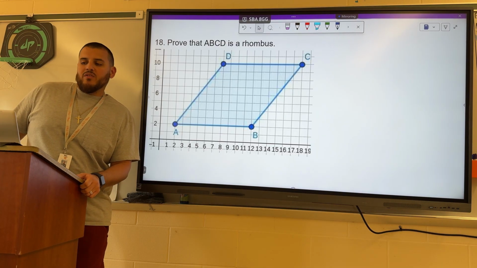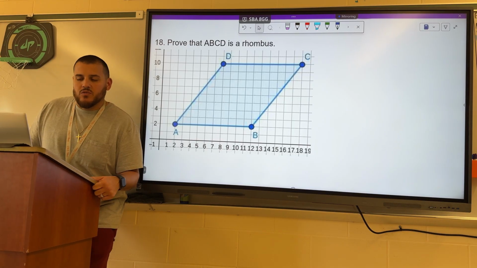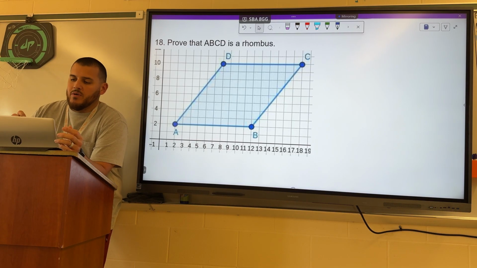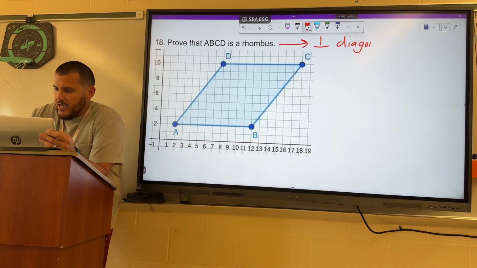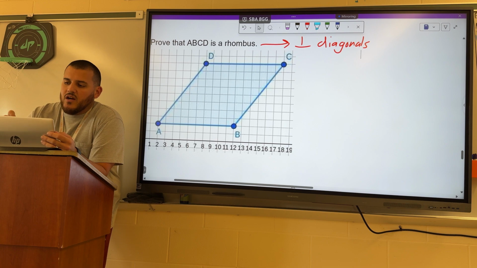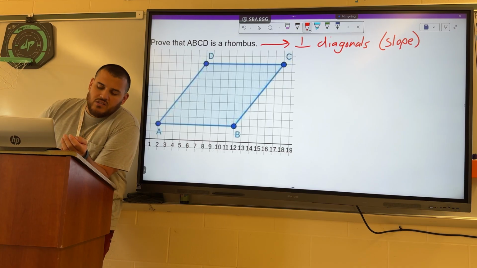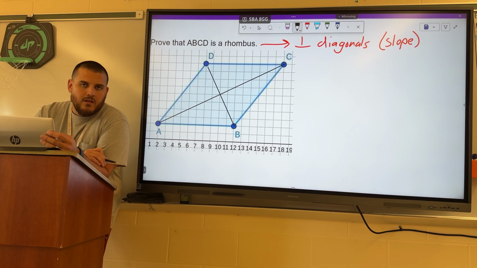In 18, we're proving that ABCD is a rhombus. Again, I think the diagonals are the easiest things to work with to prove these. And in a rhombus, the diagonals are perpendicular to each other. Well, how do we figure out if diagonals are perpendicular? Well, we need to know the slope, because perpendicular things will have negative reciprocal slopes. So we're going to find the slope of AC, that diagonal, and the slope of BD, that diagonal there.